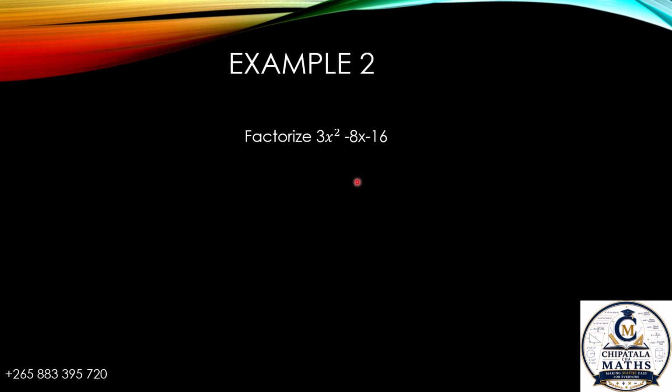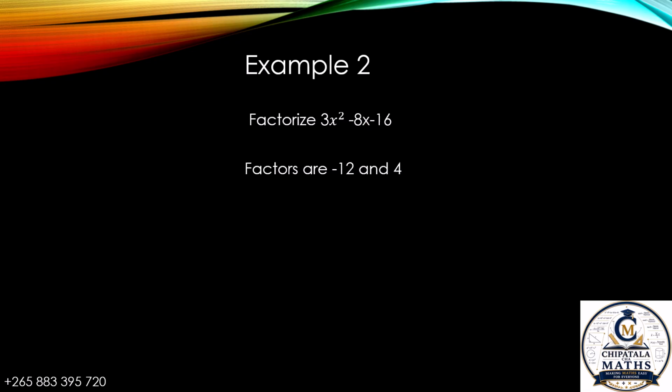So the two factors that we are talking about, when we multiply them, negative 12 and 4, it will give us negative 48. And when we add those factors, it will give us negative 8x. So the factors are negative 12 and positive 4. When we multiply them, it will give us negative 48, and when we add these factors, it will give us the number in the middle, which is negative 8x.